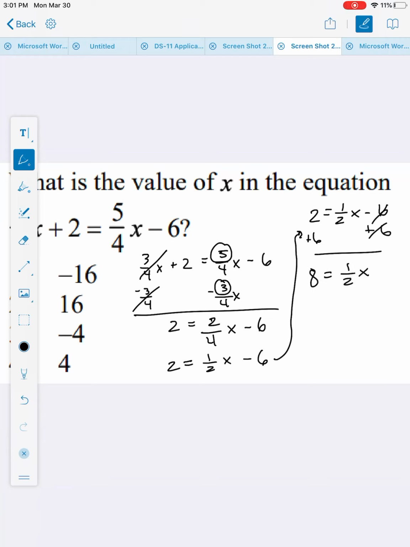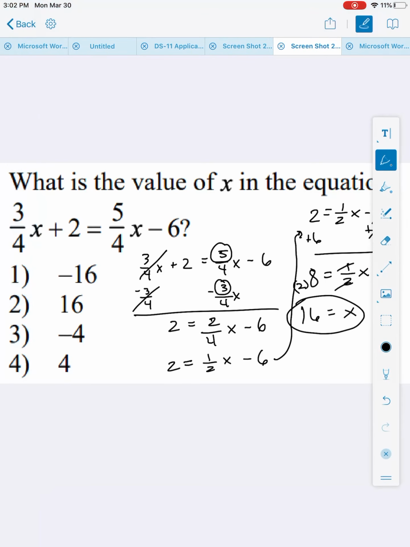And this part is where we always struggle. You have two options. You could either divide by a half, or multiply by the reciprocal. And 8 times 2 is 16. The 1's cancel, the 2's cancel, and there I'm left with my final answer, x equals 16.